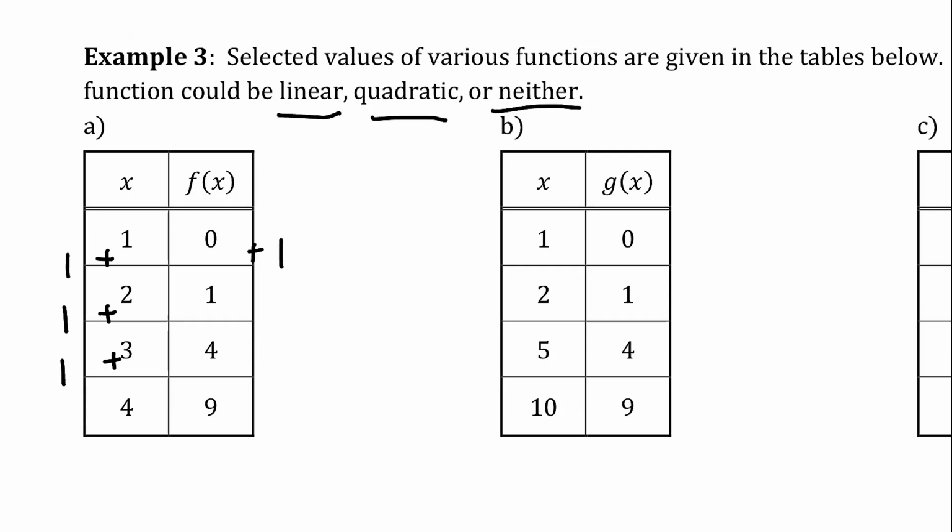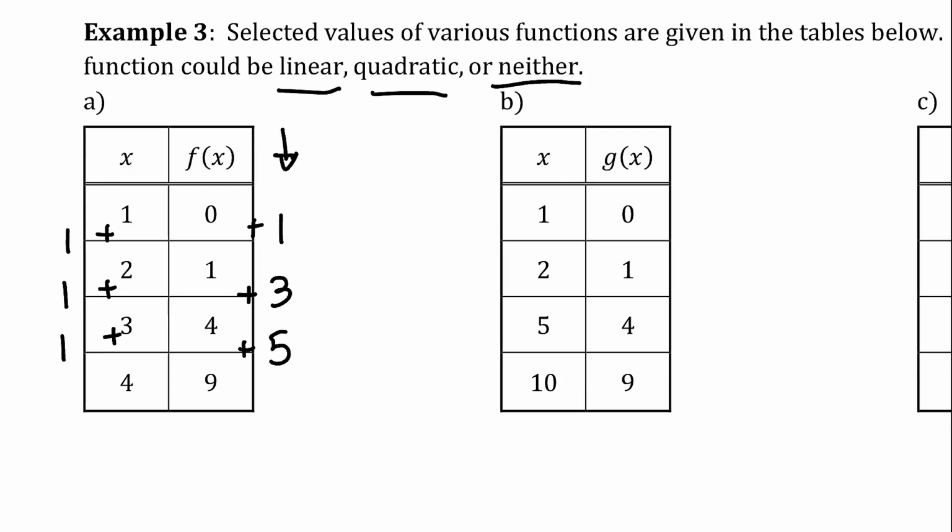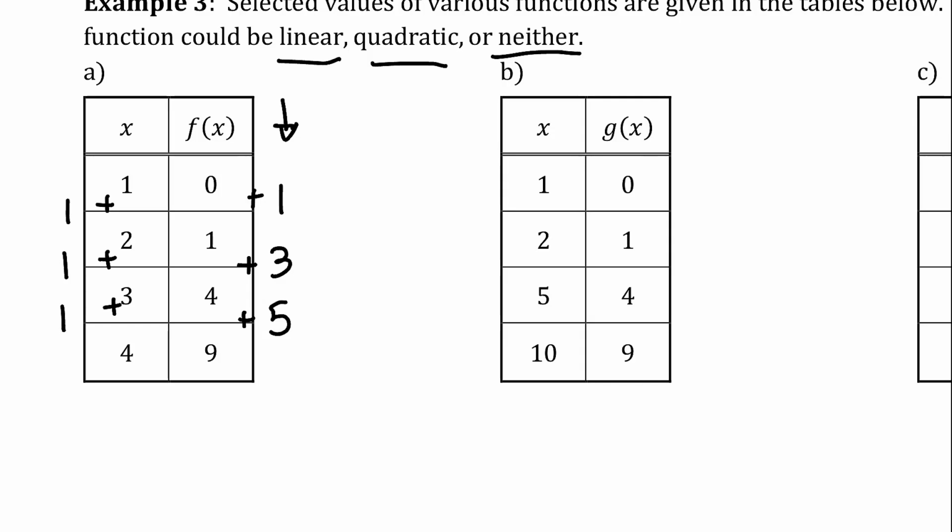My y's, again, to go from 0 to 1, I'm adding by 1. To go from 1 to 4, I'm adding by 3. To go from 4 to 9, I'm adding by 5. If this first rate of change is all the same, and they're all matching, then it would be linear. But it's not. So again, if this first rate of change is all matching, that means it's linear.